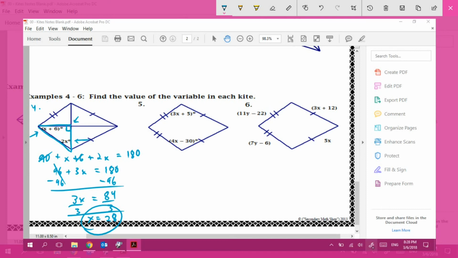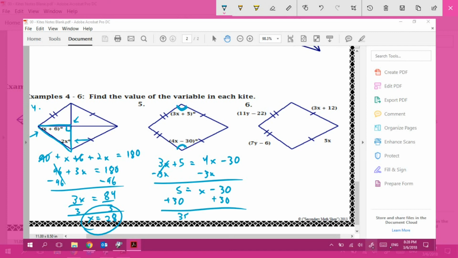All right, number 5. How am I going to find these? How am I going to use these two expressions to write an equation? Well, remember, one pair of opposite angles are congruent. These are the opposite angles that are congruent. If they are congruent, then I can say that 3x plus 5 equals 4x minus 30. And then I'm just going to use algebra to find my answer. Subtract 3x from both sides. That leaves me with 5 equals x minus 30. Add 30 to both sides. 35 equals x. Boom, there it is.